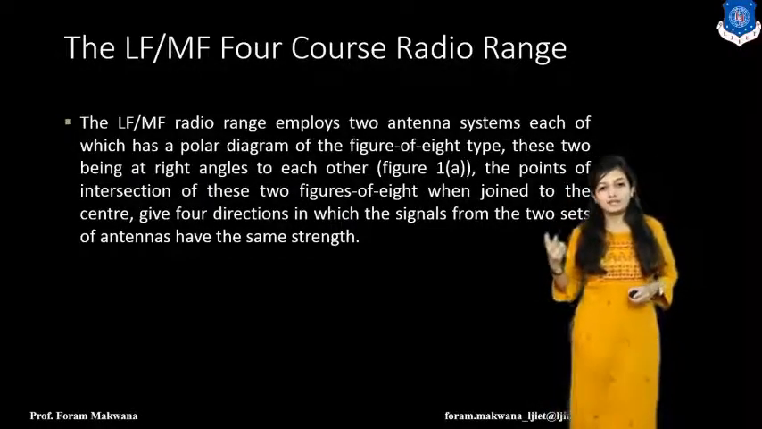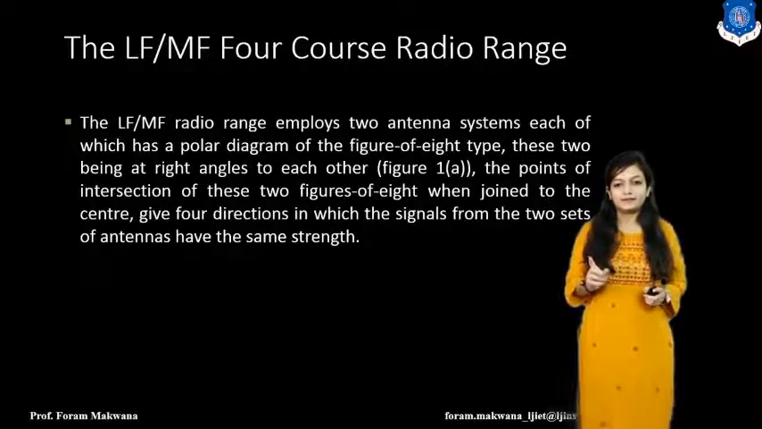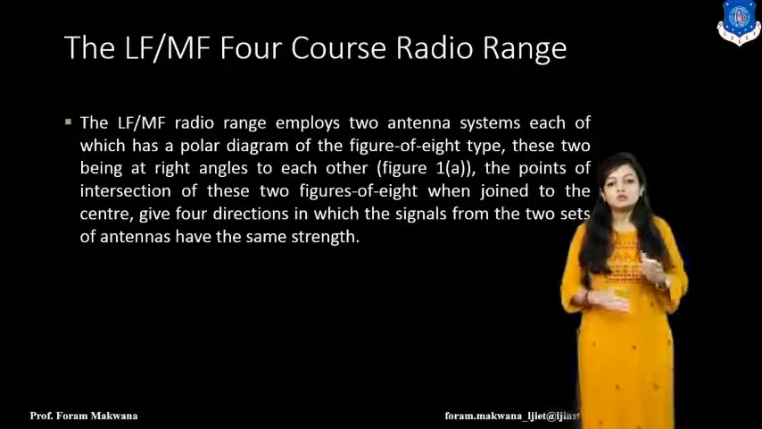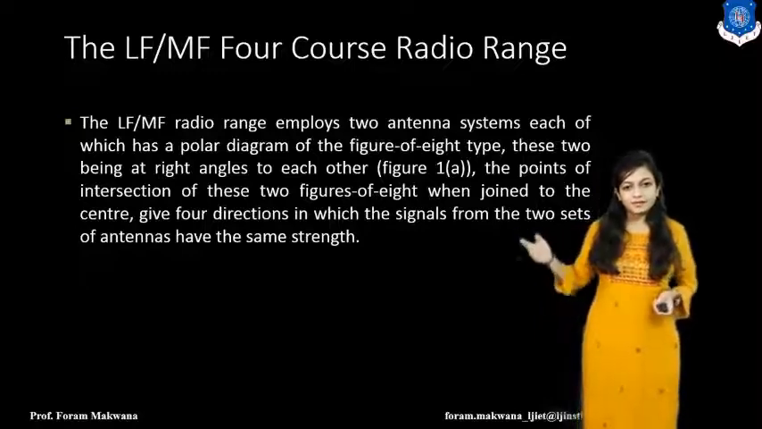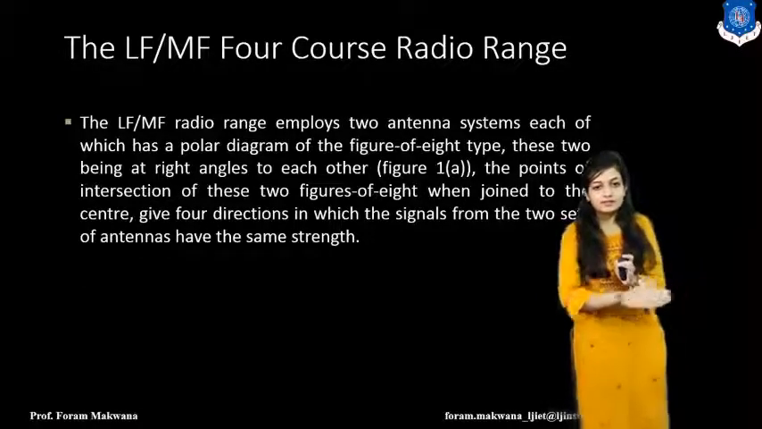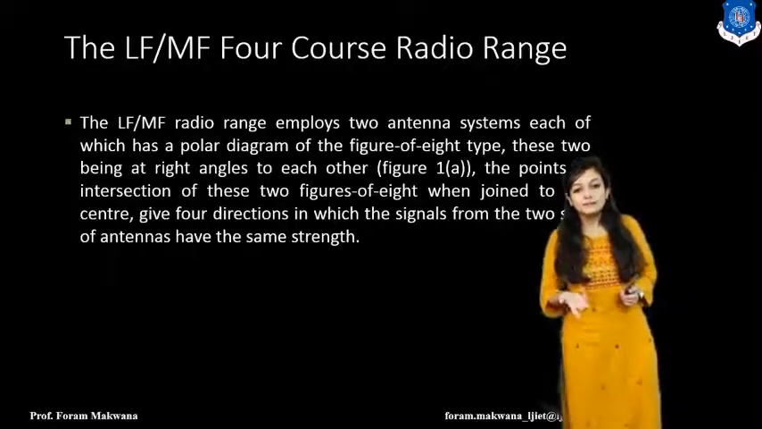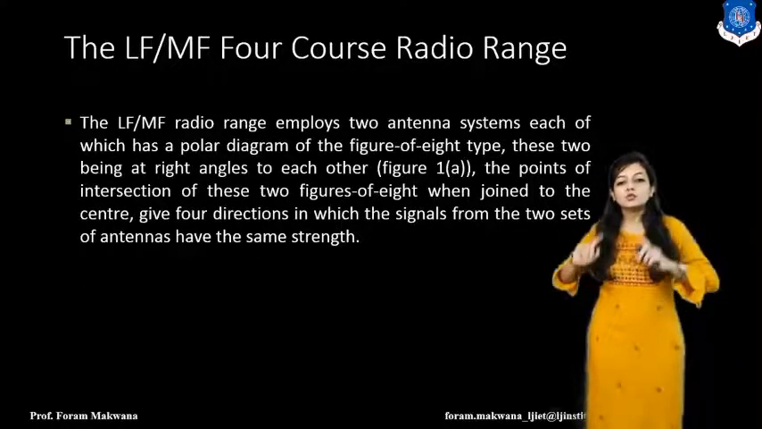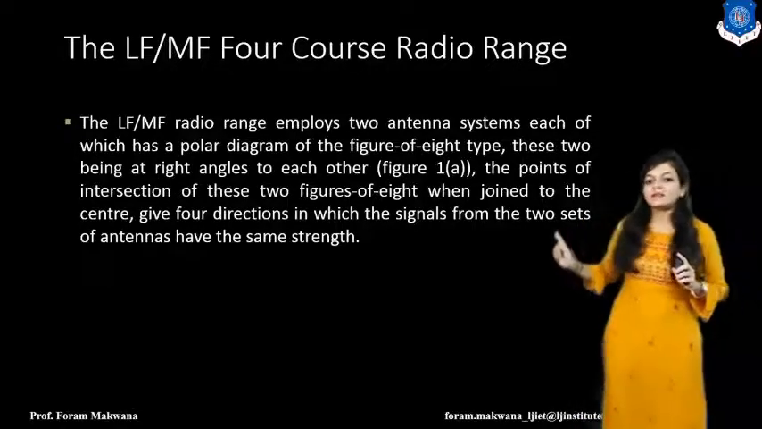It employs two antennas, each with a figure of 8 pattern. At which angle are they placed? The two antennas are placed at right angles, which I am going to show you in the figure, and the point of intersection of these two figure of 8 patterns is joined to the center. What is the use of it? It gives the 4 directions in which the signals from the two sets of antenna have the same strength.